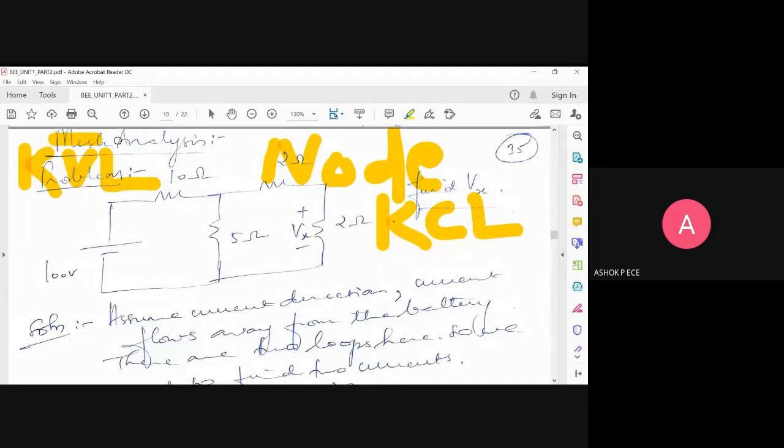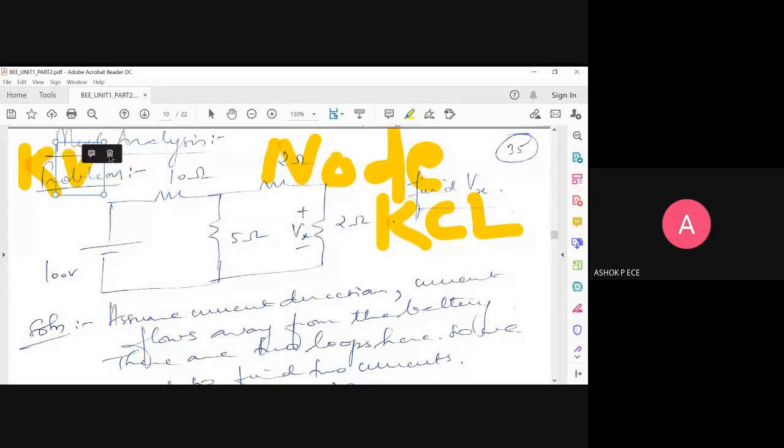Okay. So first we'll take a simple problem. We'll solve it by mesh analysis. Then we'll take the same problem again and solve it by node analysis and see how the answers are going to be the same. That is going to be our agenda for the day.